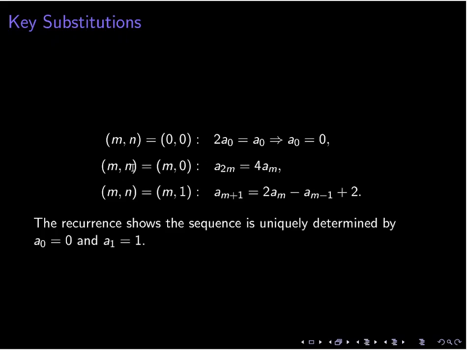And then we replace n by 0, and it gives us a_{2m} equals 4 a_m.